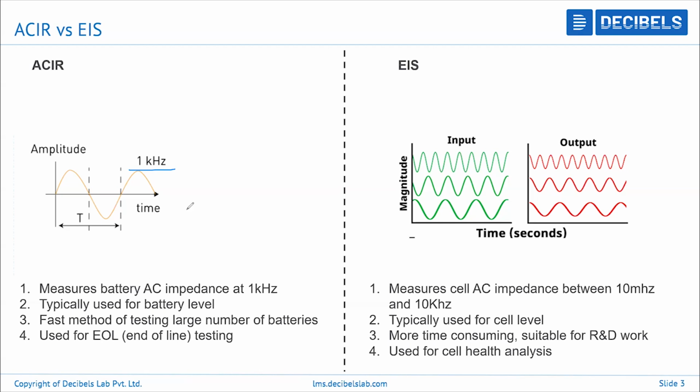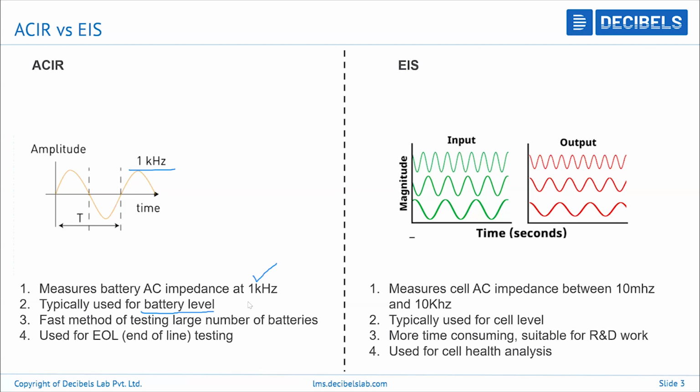Both methods, whether ACIR or EIS, will result in the impedance of the device that we're testing. Mainly, ACIR is conducted at a fixed frequency and a fixed magnitude, fixed at 1 kilohertz. This method, ACIR, is used for a battery level, not for an individual cell level.